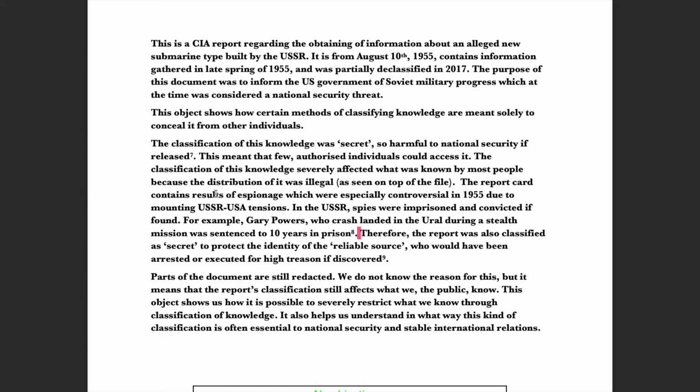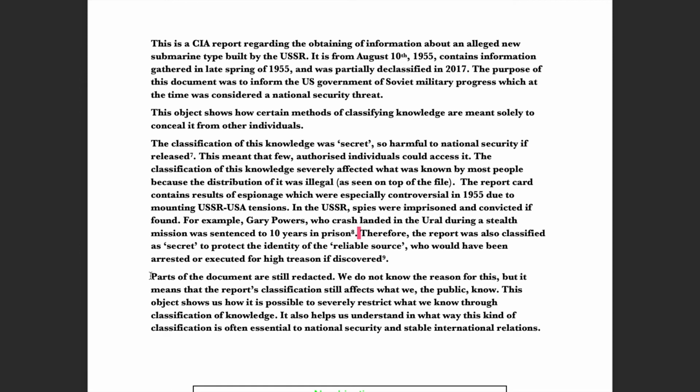The report contains results of espionage, which were especially controversial in 1955 due to mounting USSR-USA tensions. In the USSR, spies were imprisoned and convicted if found. For example, Gary Powers, who crash landed in the Ural during a stealth mission, was sentenced to 10 years in prison. Therefore, the report was also classified as secret to protect the identity of the reliable source, who would have been arrested or executed for high treason if discovered. Notice how I'm using this real-life example of Gary Powers to support my claim about protecting the reliable source.